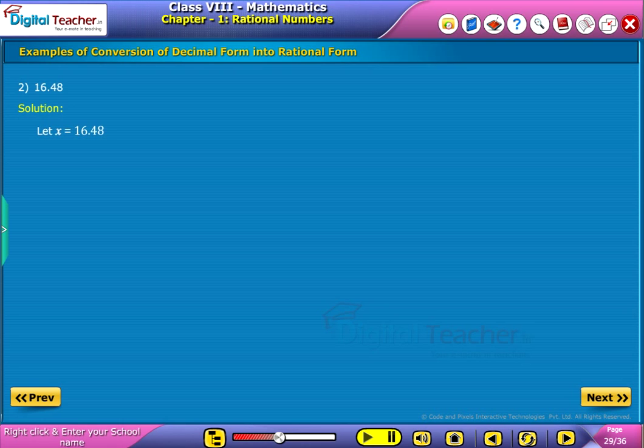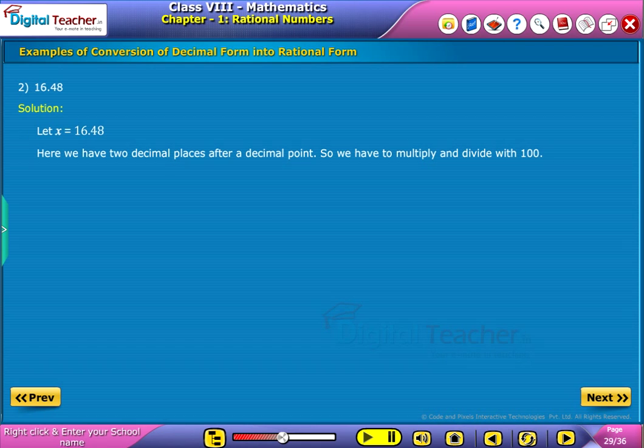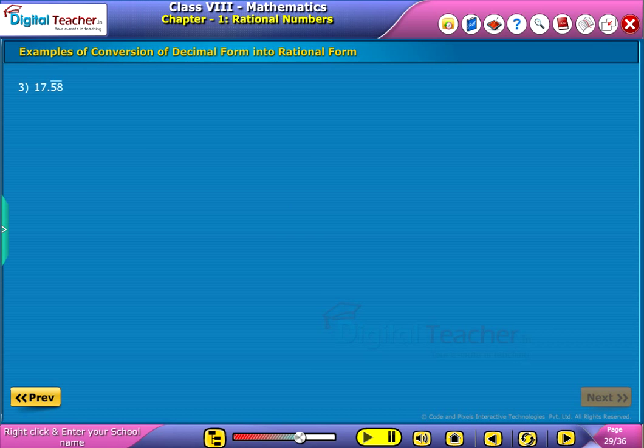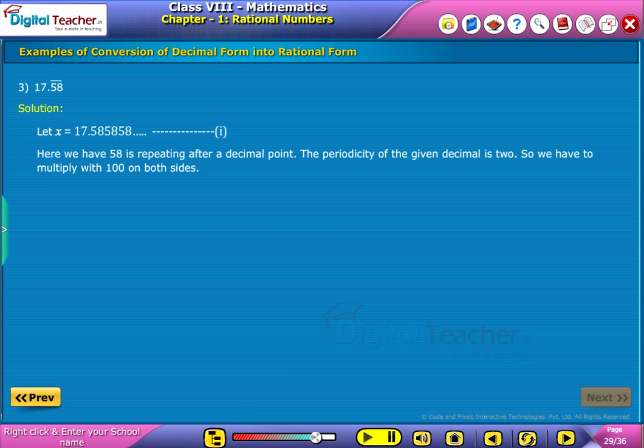16.48. Solution. Let x be equal to 16.48. Here, we have two decimal places after the decimal point. So, we obtain the rational number of the given form 17.58 bar on both sides. That is, 100x equal to 1758.585858, and so on. Let us represent it as equation 2. Now, subtract 1 from 2, we get as follows.